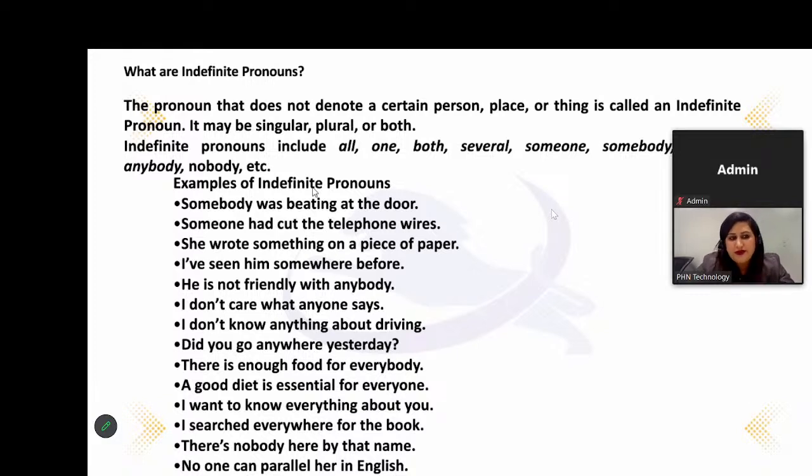So what are the examples? Somebody was beating at the door. Someone had cut the telephone wires. She wrote something on a piece of paper. I've seen him somewhere before. He is not friendly with anybody. I don't care what anyone says. So these are the examples, and the list goes on. We are going to use all, one, both, several, someone when we're talking about someone else. So this is the time when you're talking in a conversation about someone, somebody, anyone, anybody, nobody.